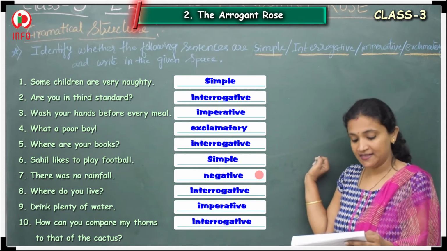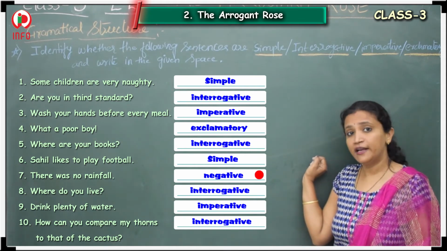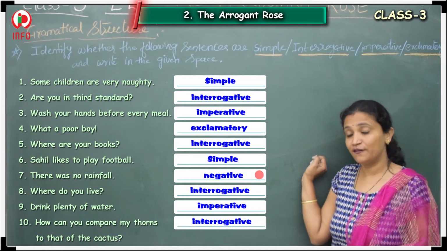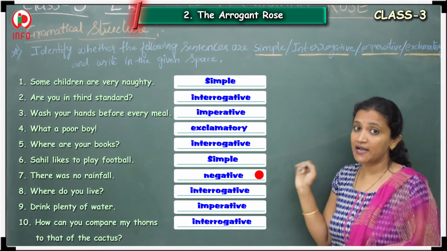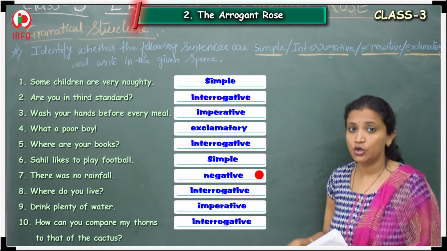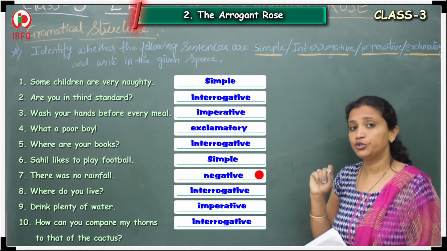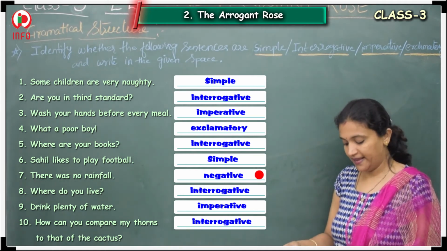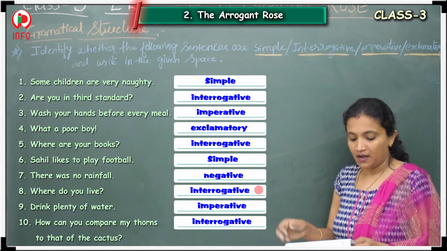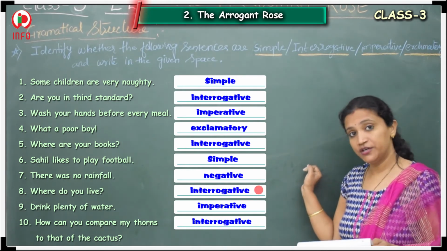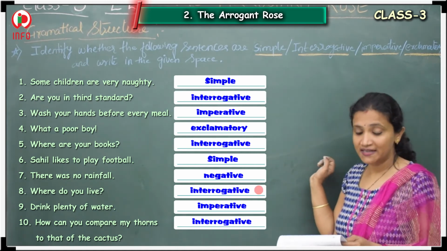Yes. Now next is, there was no rainfall. When "no" comes, it becomes a negative sentence. No rainfall. "No" should be used in a negative sentence. So it is a negative sentence. Now next one is, where do you live? So again, question mark, interrogative sentence.